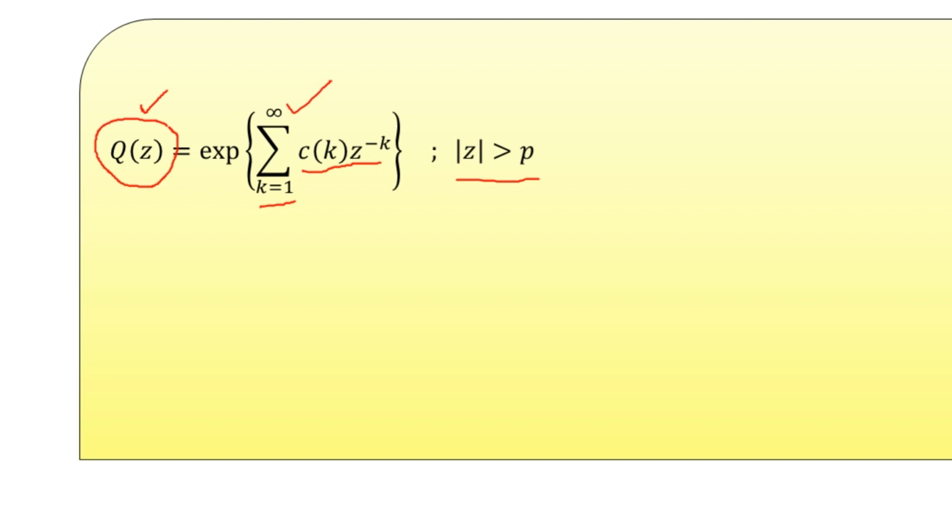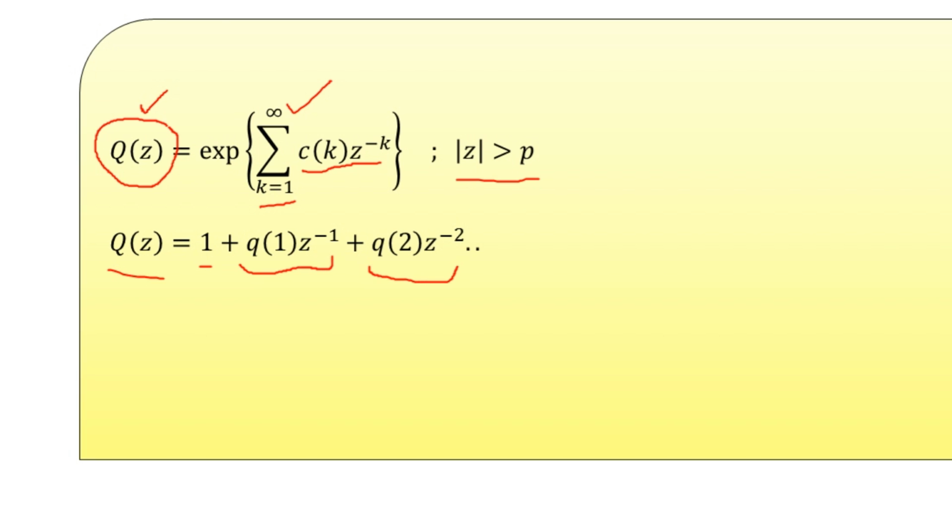Now here Q(z) may also be expanded into the power series form. The power series can be represented by this mathematical equation, where Q(z) is expressed as 1 added to q[1] z^{-1} added to q[2] z^{-2}, which can go further.